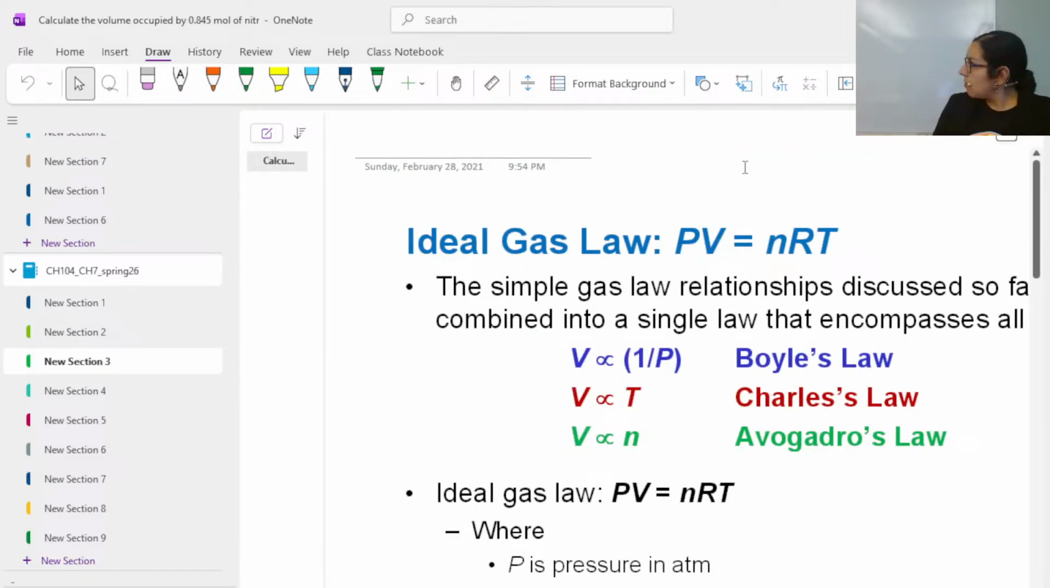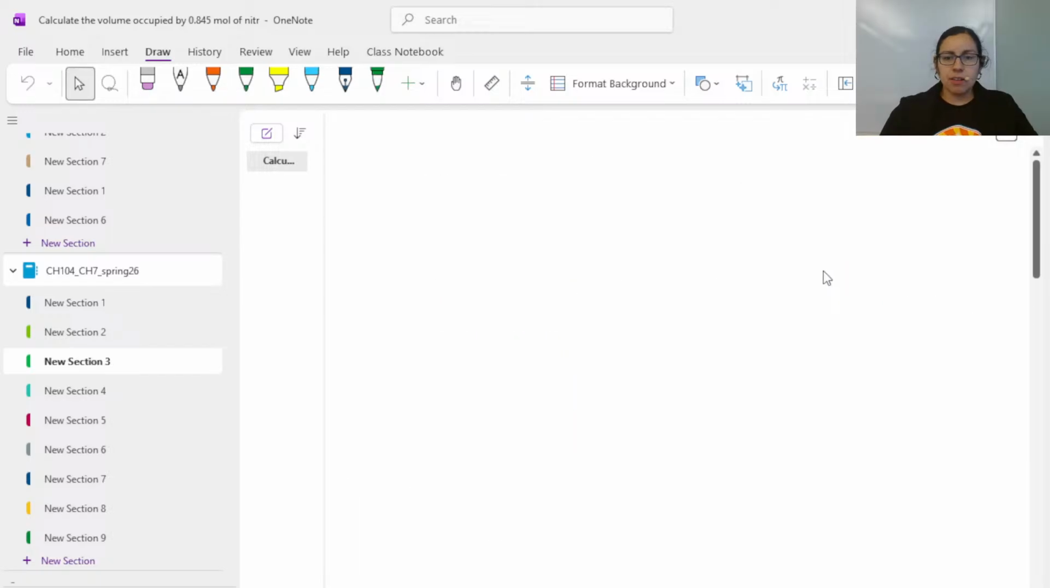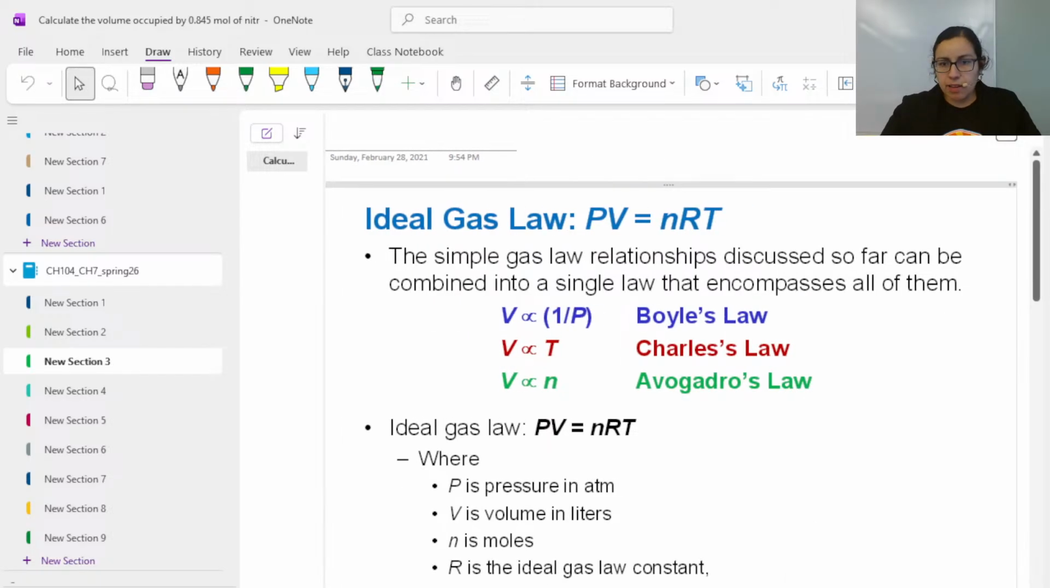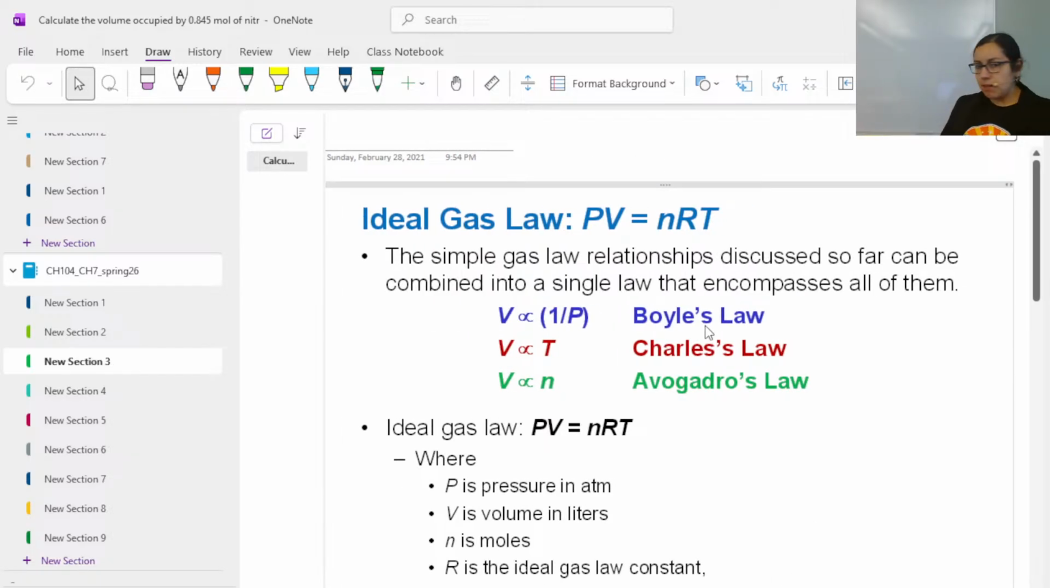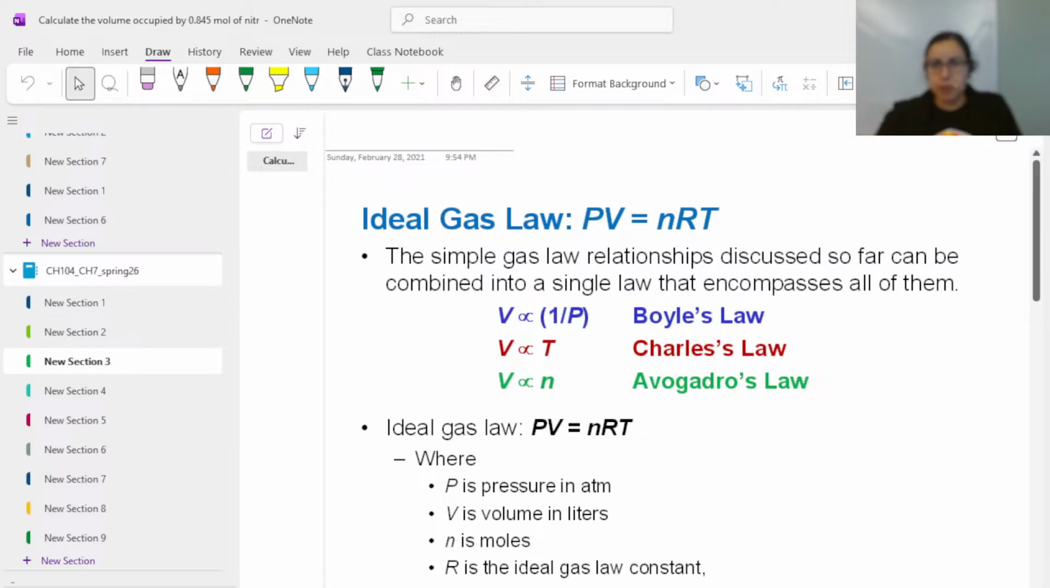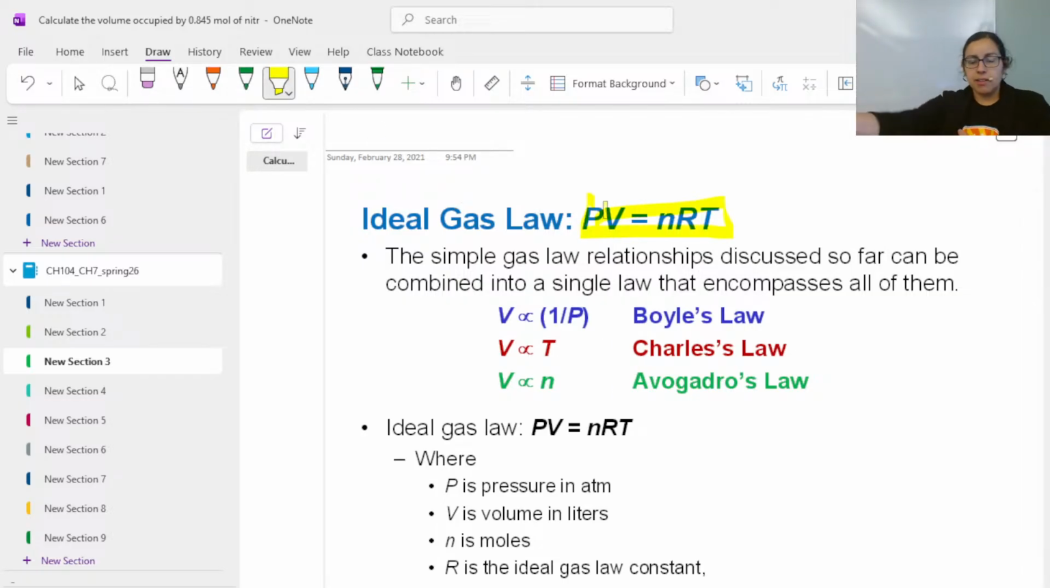All right, so we have all those separate gas laws. But I really like the ideal gas law. Plus the ideal gas law will help us rederive all our simple gas laws. So all we need to remember or write down ultimately is PV equals nRT. And so now we have our ideal gas law. This combines all our simple gas law relationships into one law.